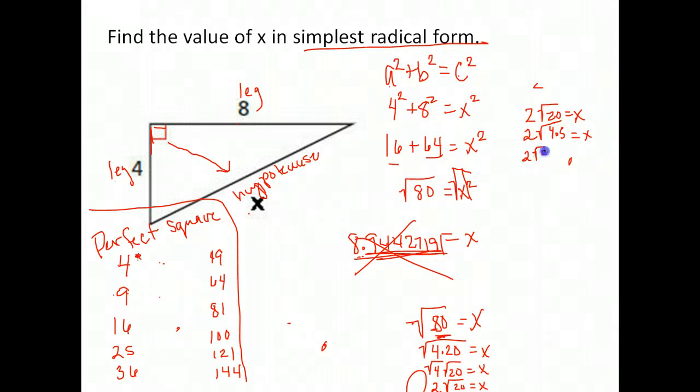I'm going to separate those into the one that has a whole number square root and the one that does not. The square root of 4 is 2, so I have 2 times 2. Square root of 5 equals x, and finally 2 times 2 is 4. So my answer in simplest radical form is 4 times the square root of 5. 5 cannot break down any further and have one of these perfect squares go into it.